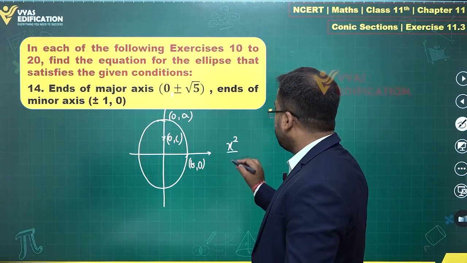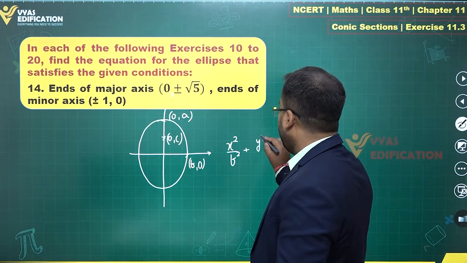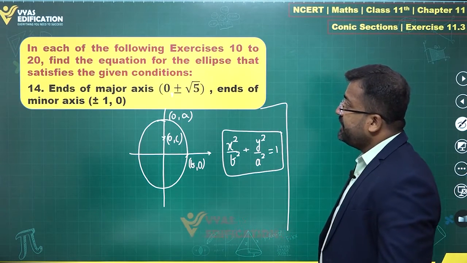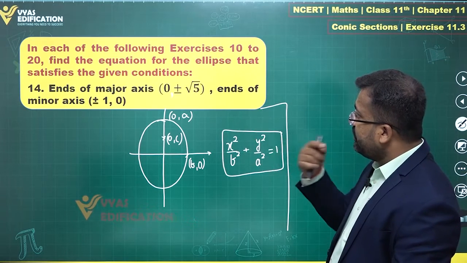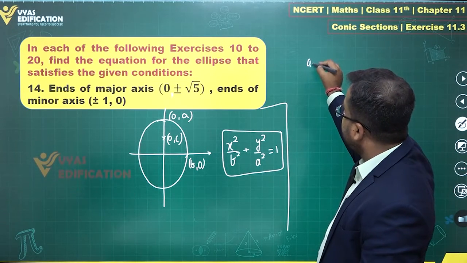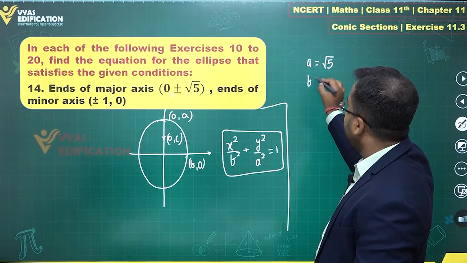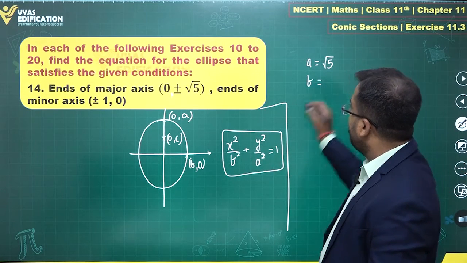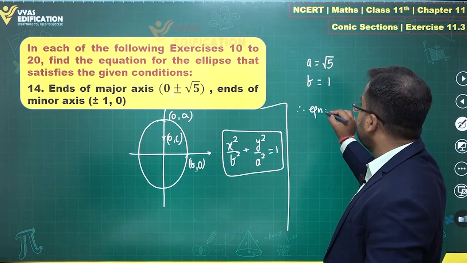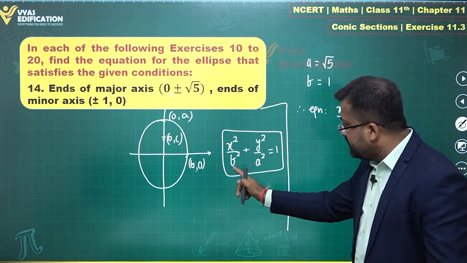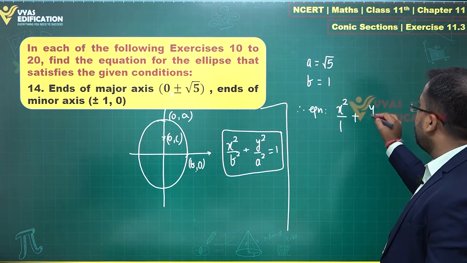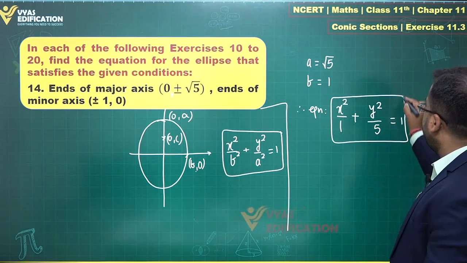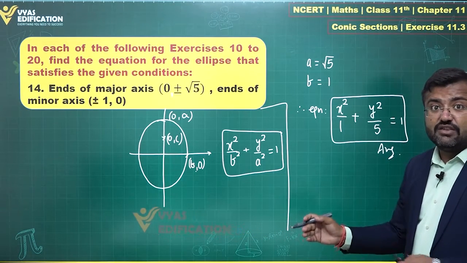Equation will be x square by b square plus y square upon a square is equal to 1, for which we know that ends of major axis being 0 comma plus minus root 5 implies that a is equal to root 5. For the minor axis, plus minus 1 comma 0, we have b equals plus minus 1. Therefore the equation becomes x square upon b square, which is 1, plus y square upon a square, which is 5, equal to 1. That is the required equation of the ellipse and the final answer for this question.